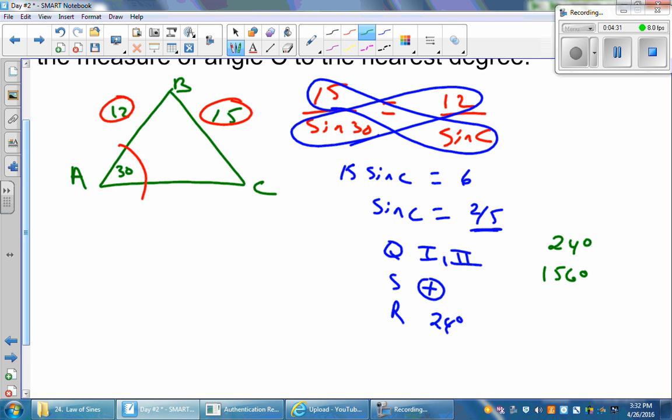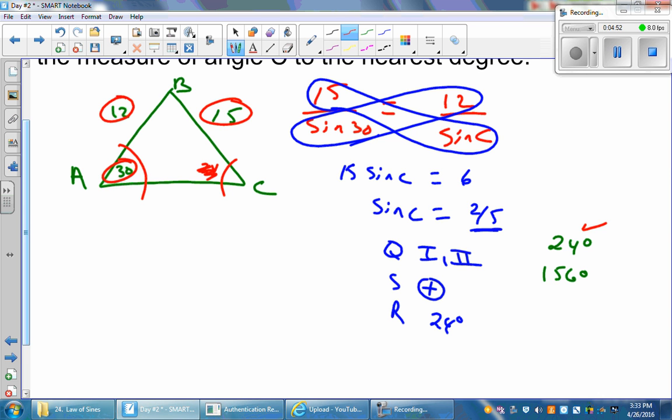Now, before we move on, we have to make sure that they both work. Well, if this angle here is 30 degrees, we just figured out that angle C could be 24. If I have 30 and 24, do I have room for angle B? The answer is yes. These two add together to be 54, plenty of room before we get to 180, so that 24 degrees is going to work.